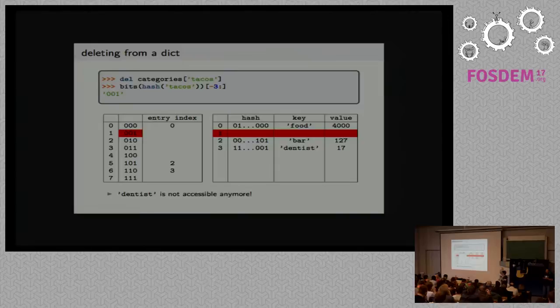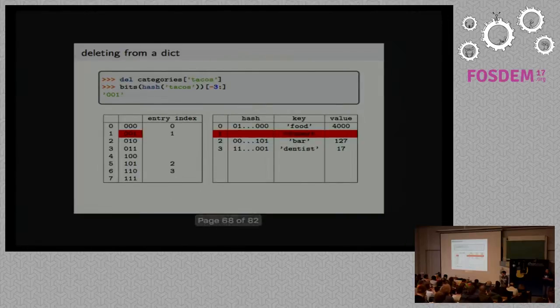So to solve this, what we do is, instead of removing the entry index, we just keep the entry index, remove the content in the entry, and leave a dummy key. The dummy key is just here to say, okay, there used to be something here, it's not there anymore, so if you stumble upon me, just keep jumping. And so now we can still access dentist.